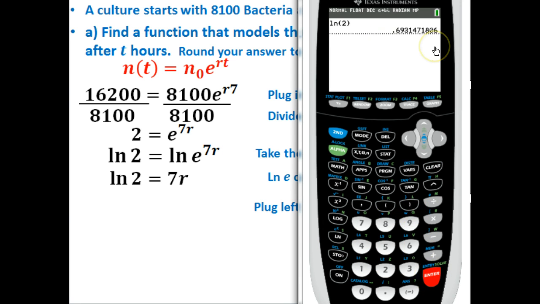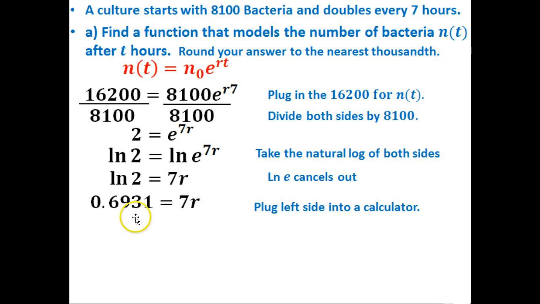It gives me this big long decimal, and I don't want to round that until the very, very end. Usually you want to go at least 4 decimal places over, so I do that now: 0.6931 equals 7r. Now we're just left with a basic equation, and we're going to get r all by itself. This is 7 times r, so in order to get rid of that 7, I'm going to divide both sides by 7.